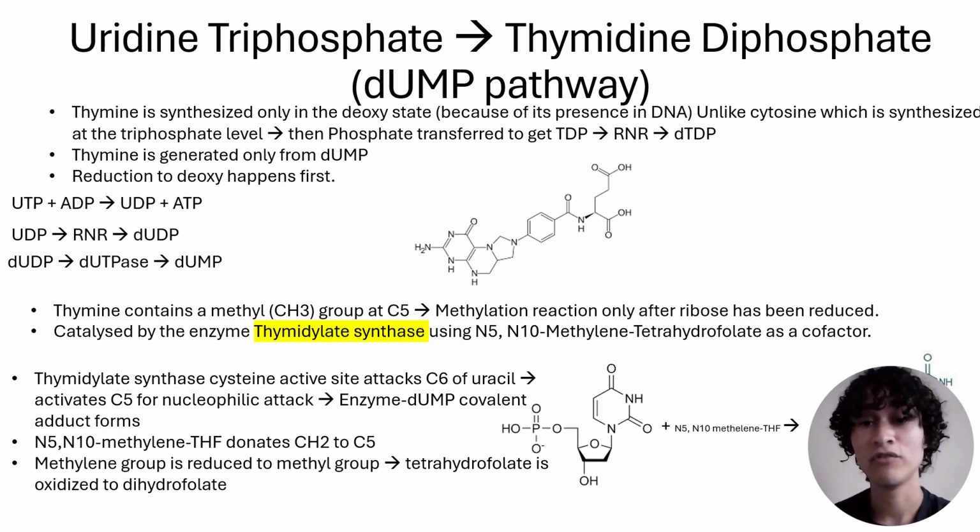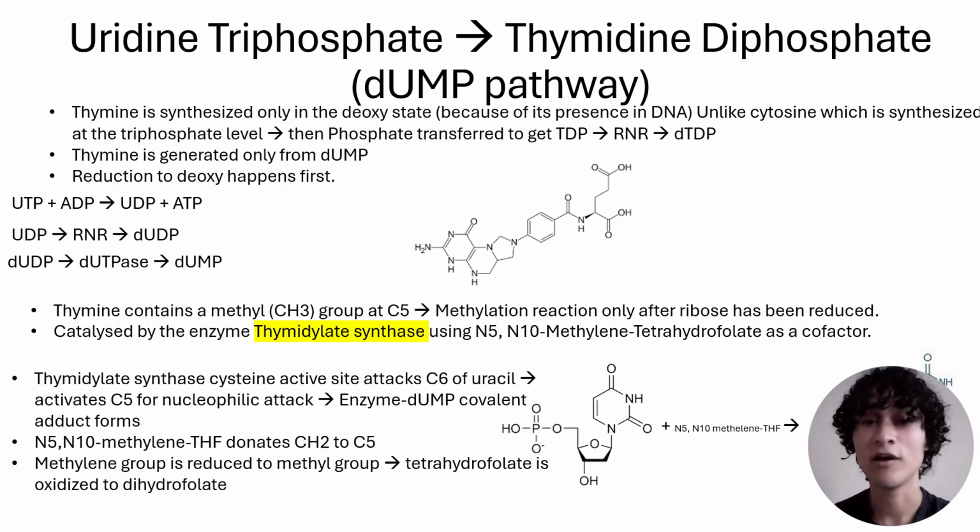Only after the ribose sugar has been reduced, the enzyme thymidylate synthase will use methylene tetrahydrofolate as a cofactor. That acts as our methyl donor. In particular, it's called N5,N10-methylene tetrahydrofolate. Now, thymidylate synthase contains the amino acid cysteine in its active site, and that attacks the C6 carbon of uracil, and this activates or primes that fifth carbon for a nucleophilic attack.